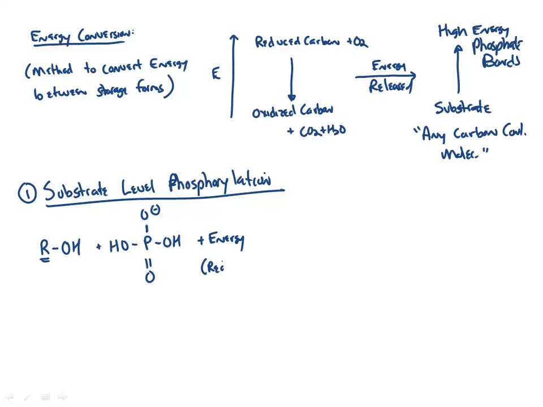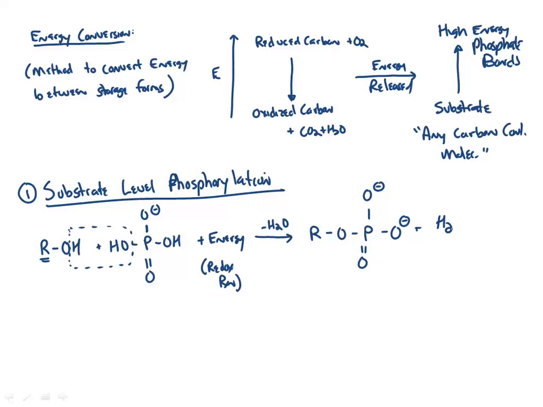And this is from a redox reaction. Then I can, of course, minus H2O, because 90% of reactions in biochemistry are minus or plus H2O: R-O-P-O-, double bond O, O-, plus H2O. So what I've done here is I've made a high energy phosphate bond.